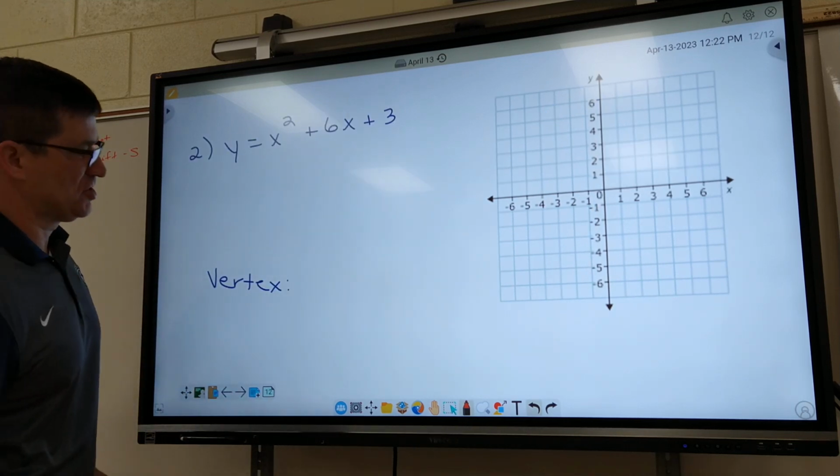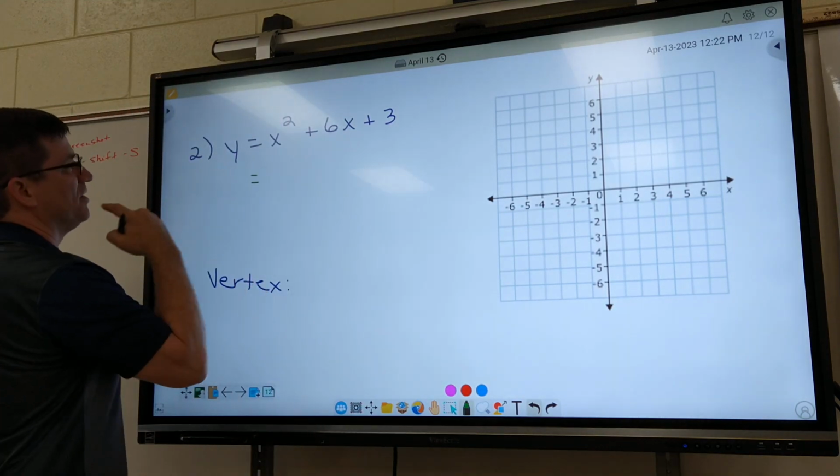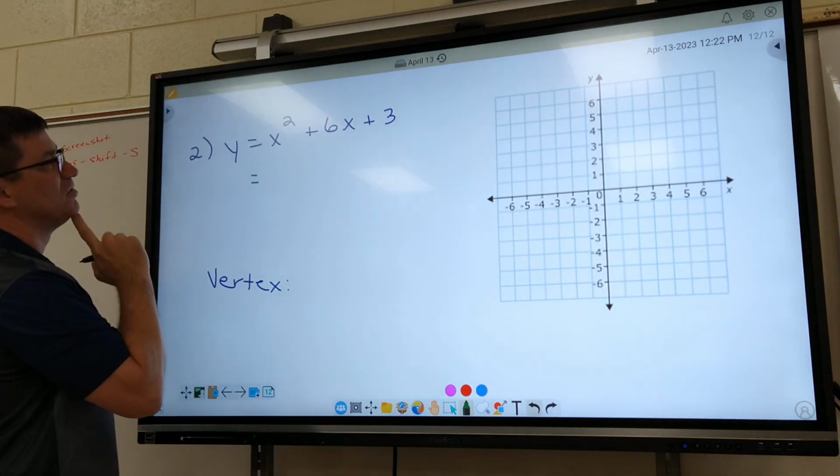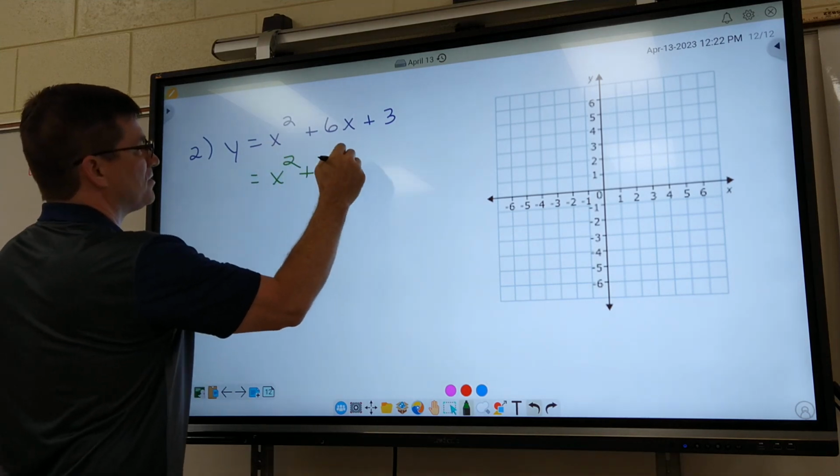I'm going to show you another one. All right, so how do we start this? We got to put the box in. Where does the box go? After the 6x.